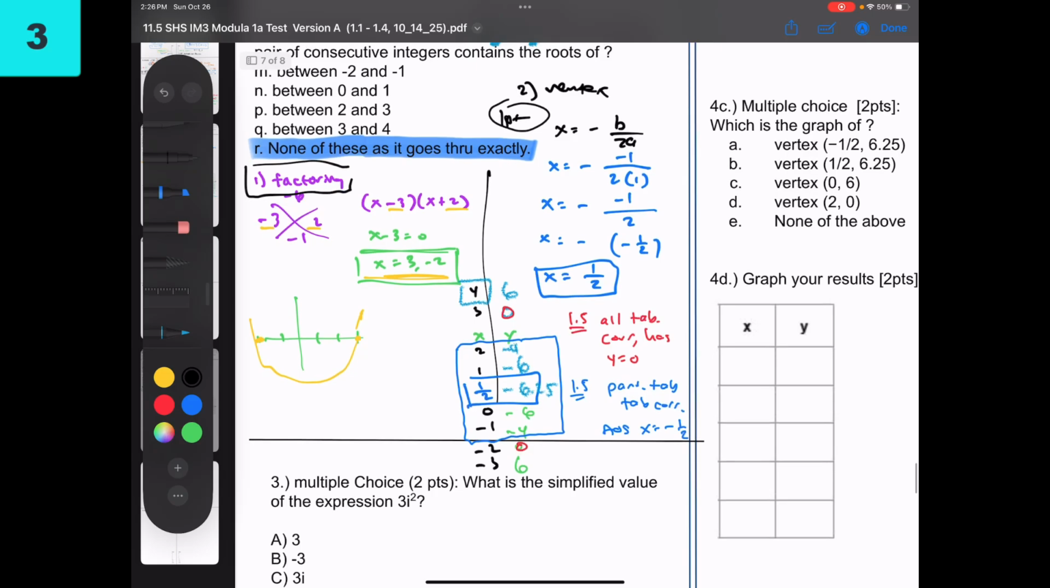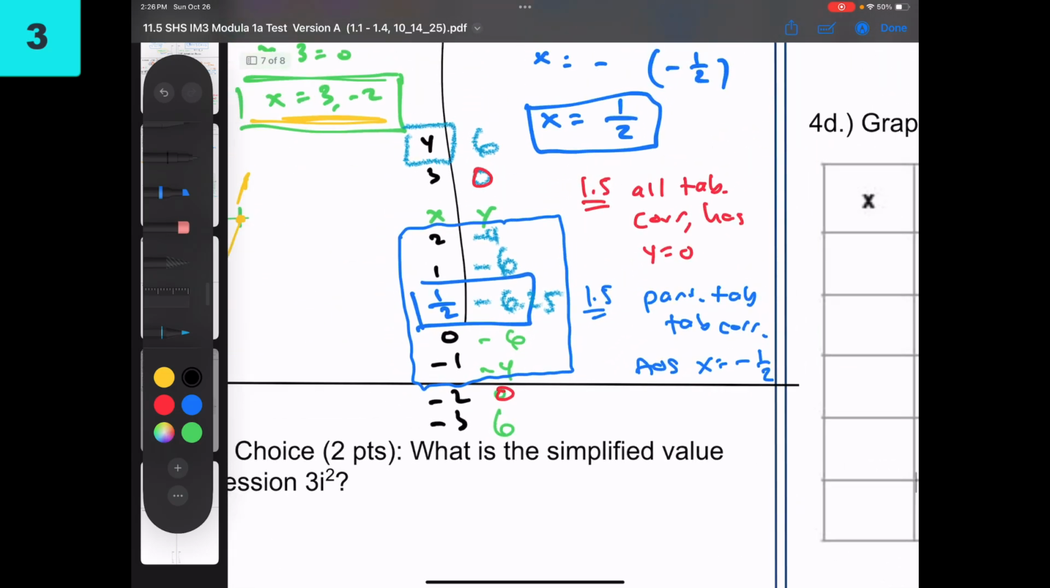Now, for those who said, well, Mr. Ng, I see a sign change. I see a negative, and I also see a positive. That is true, but what we're looking for in between them is that 0.